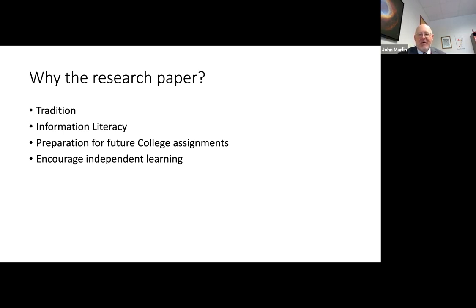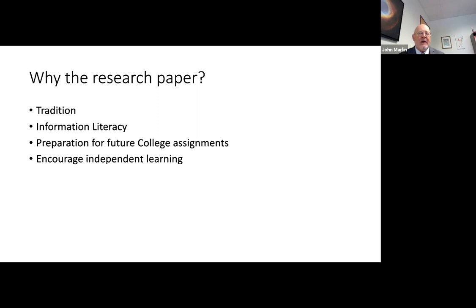But there are sound reasons, of course, besides inertia, that we want to assign our students research papers. One of them is information literacy. And Lynee is going to go a little bit more into what the elements of that are. But basically, we want our students to be able to find high quality information and use it effectively, integrate it effectively into a piece of their writing, or into an oral presentation, or what you will.